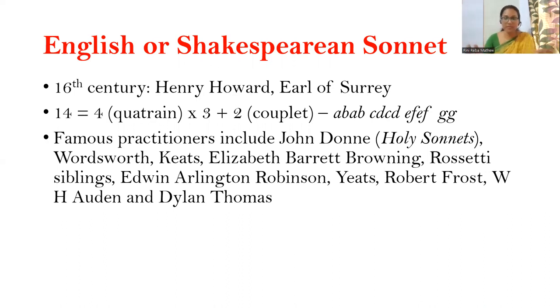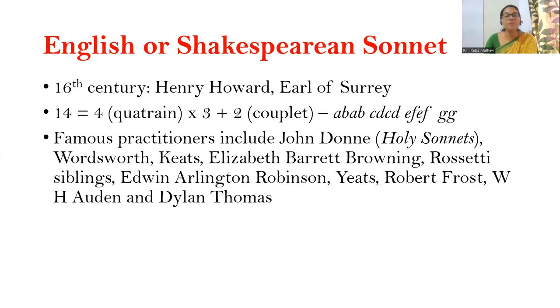Again, it is a 14-line poem, but there will be two different stanzaic forms, quatrains and a couplet. A quatrain is a 4-line stanza and a couplet is a 2-line stanza. So here we have three quatrains, which make 12 lines, along with a couplet. It usually follows the rhyme scheme A B A B, C D C D, E F E F, G G. So AB will make the first quatrain, CD the second quatrain, EF the third quatrain, and the concluding couplet follows the rhyme scheme GG.